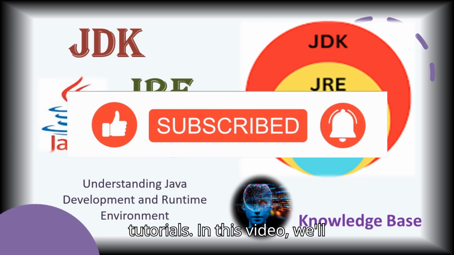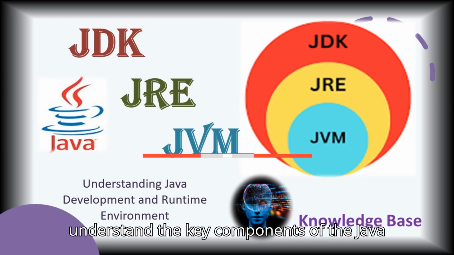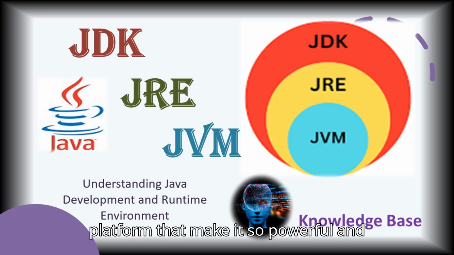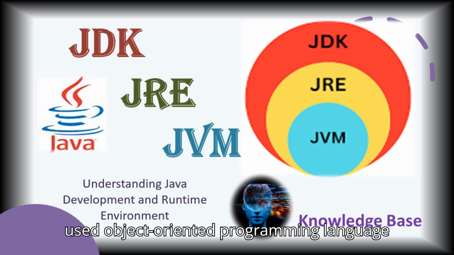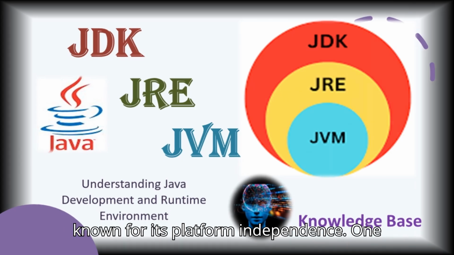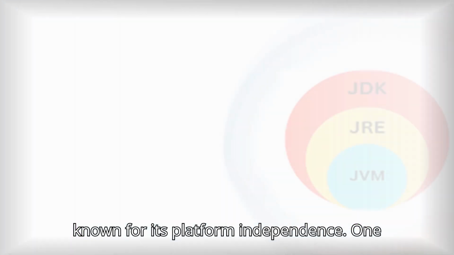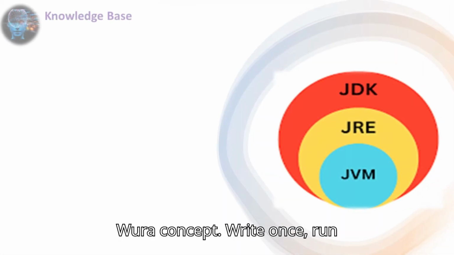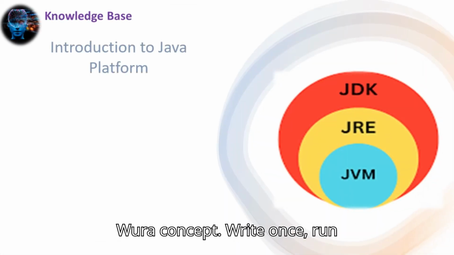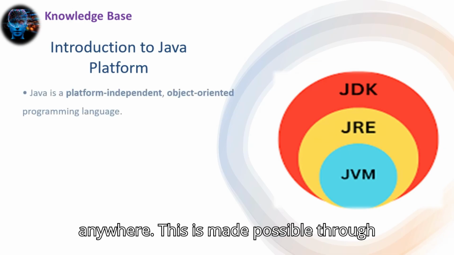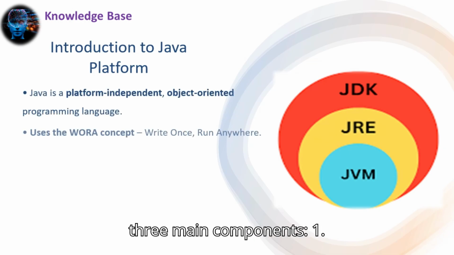In this video, we'll understand the key components of the Java platform that make it so powerful and platform independent. Java is a widely used object-oriented programming language known for its platform independence. One of the biggest strengths of Java is the WORA concept. Write once, run anywhere. This is made possible through three main components.